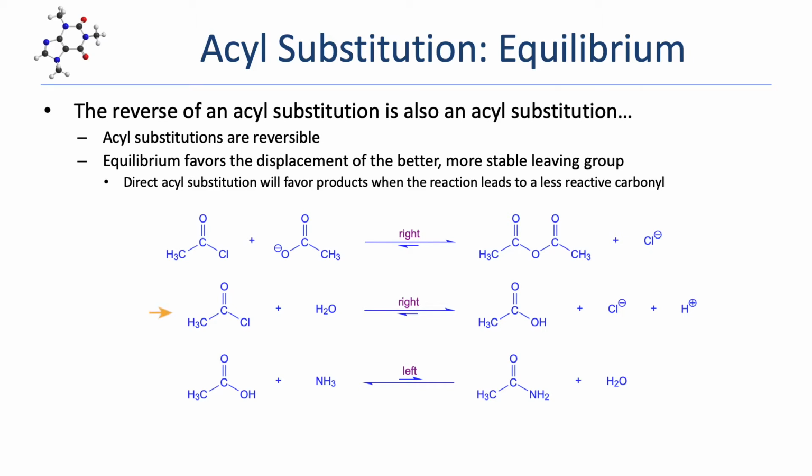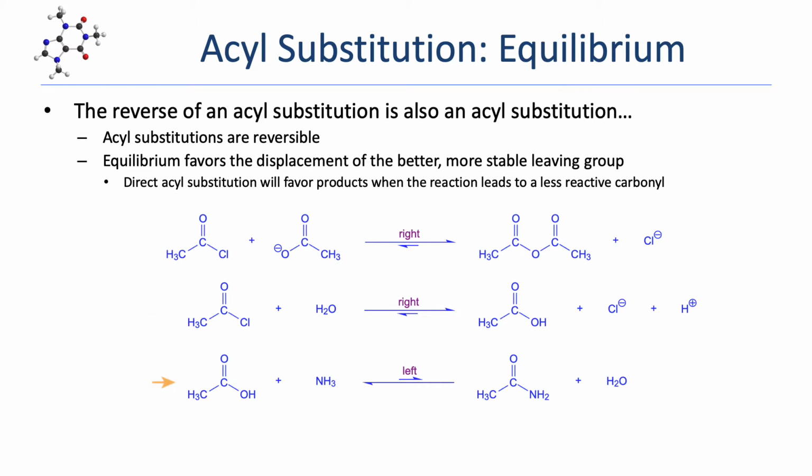In the second reaction, we have the same acyl halide reacting with water. In this case, water would serve as a nucleophile, displacing the halide leaving group to form a carboxylic acid. Again, we would predict equilibrium to lean to the right, favoring products. The carboxylic acid on the right is a less reactive carbonyl type than the acyl halide on the left, and equilibrium will favor the side with the less reactive carbonyl type.